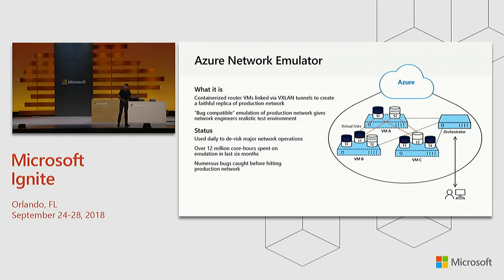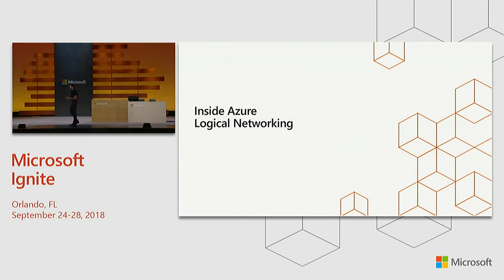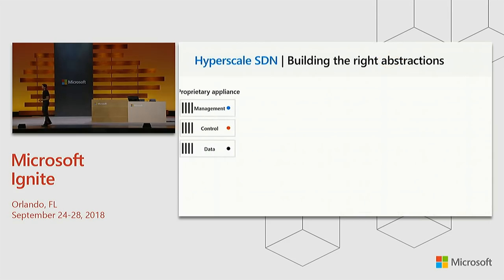And this is really the only way we could be operating at the scale we're at while keeping the network highly available in the face of configuration changes. You can see we've spent over 12 million core hours simulating changes to our network in the last year. So that's a look at the physical network, and let's talk about the logical.